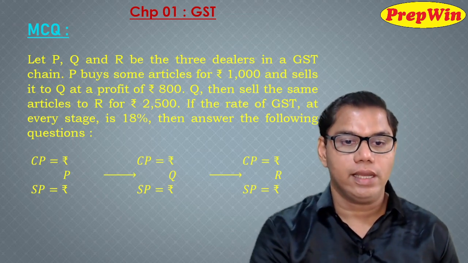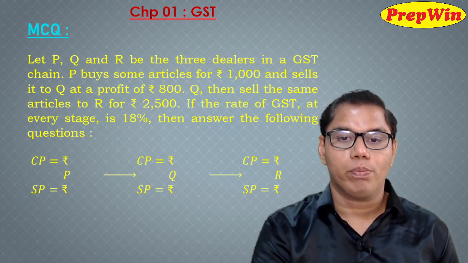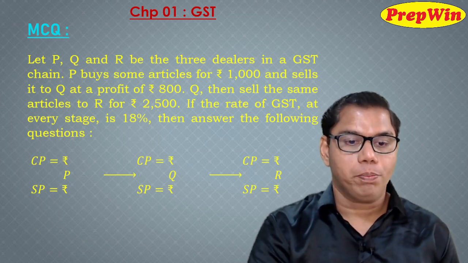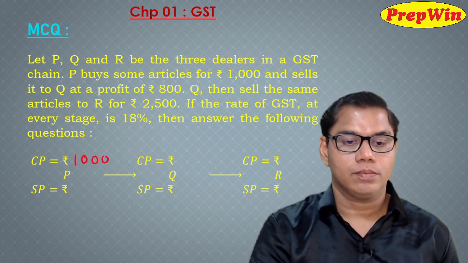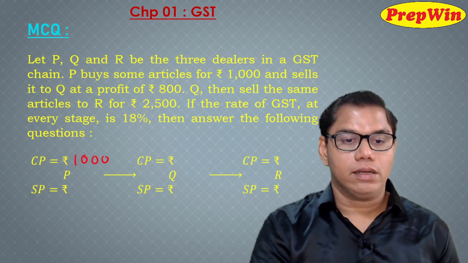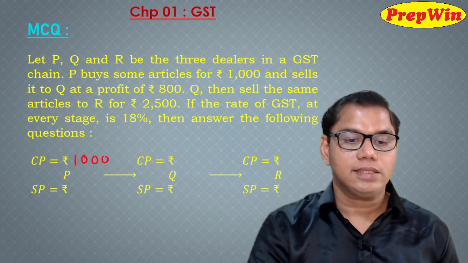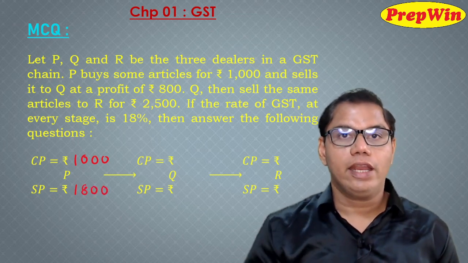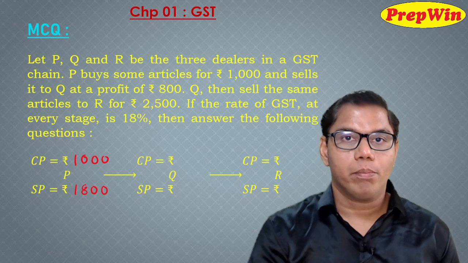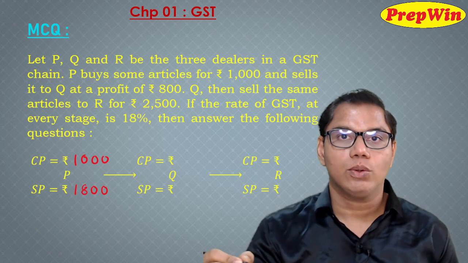Okay, so here we see a person P buys an article for rupees 1000. So the cost price for P is 1000 rupees, and sells it to Q at a profit of rupees 800. So what will be the selling price? So the selling price will be 1000 plus 800, that is 1800. In short, I can say that P buys an article for rupees 1000 and sells it for rupees 1800.